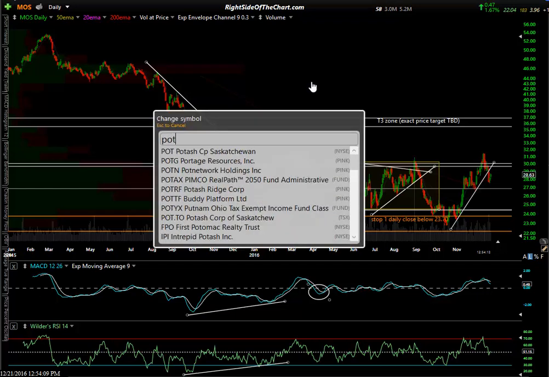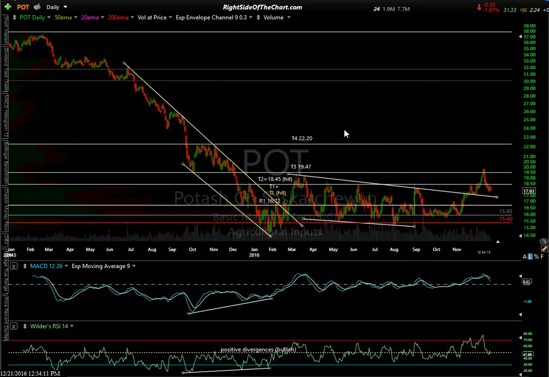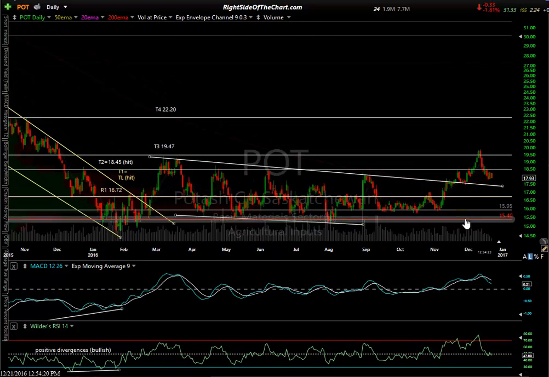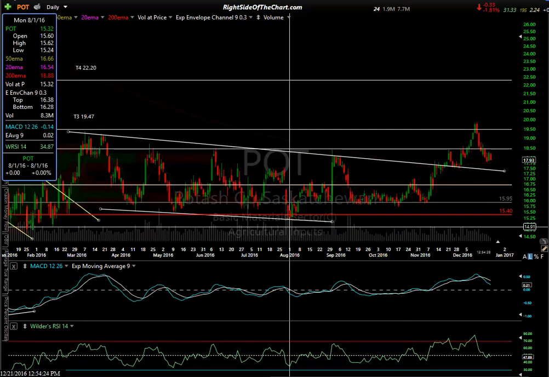Let's see, potash. Moves right in line with Mosaic, another fertilizer stock. And same story. You can see the range throughout 2016. This one had an even tighter stop run. I think the stop was at 1540 and it just barely clipped that. In fact, I don't know if that was on a closing basis or not. I'll have to look that up.